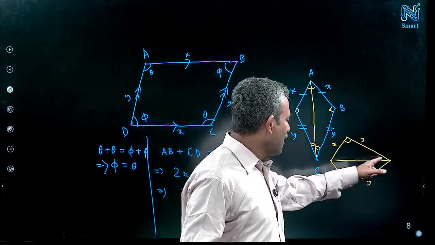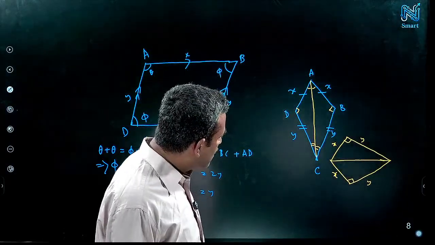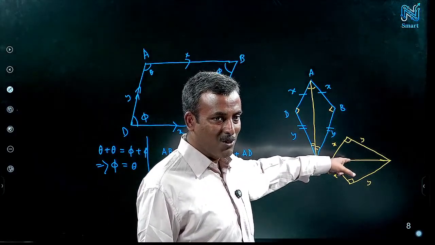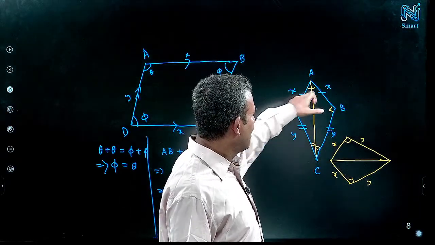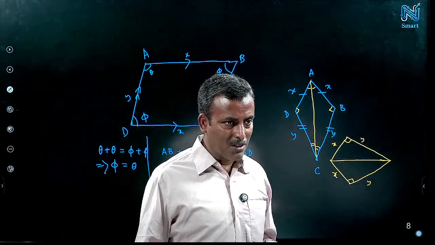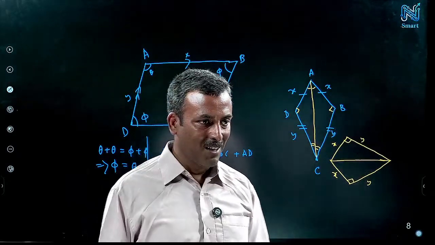And if this is 90 degree, then it is a square. Actually, square is a subclass of that, right? No, square is also a kite. What is the definition of a kite? The adjacent sides are equal. So square is also a type of kite. So this is a bigger class.